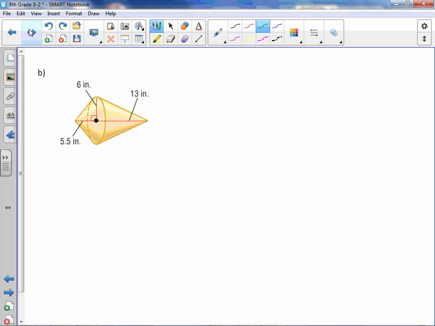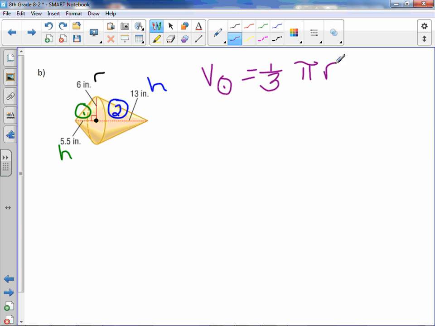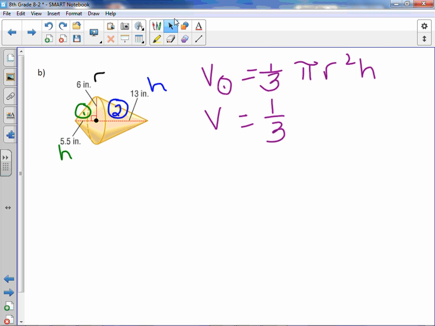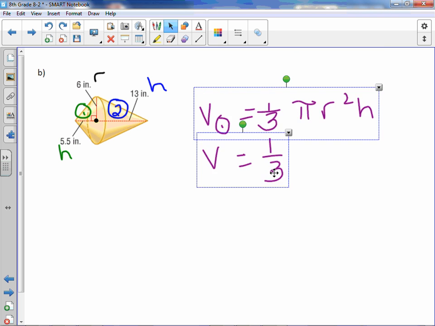Here we've got two cones. So I'll do this one as cone 1, and this one will be cone 2. It looks like the radius for both is 6. The height for our first cone is 5.5, and the height for our second cone is 13. So the volume of our first cone is 1/3 pi r squared h.